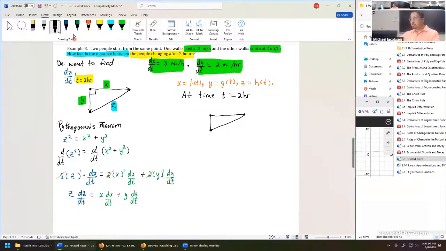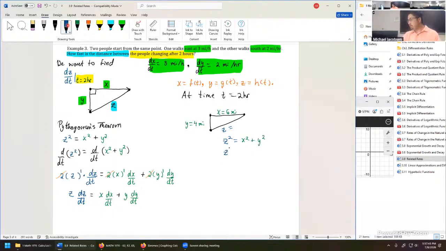Now for the x variable, if they were going at a rate of 3 miles per hour, then in 2 hours, this would be x equals 6 miles. Likewise, at the rate of 2 miles per hour, if you travel that rate for 2 hours, this would be y equals 4 miles. And still don't know the z part. We need to cite Pythagoras' theorem one more time, but that's really fast now. In this diagram for z, let's leave a blank there. We can still say z squared equals x squared plus y squared.